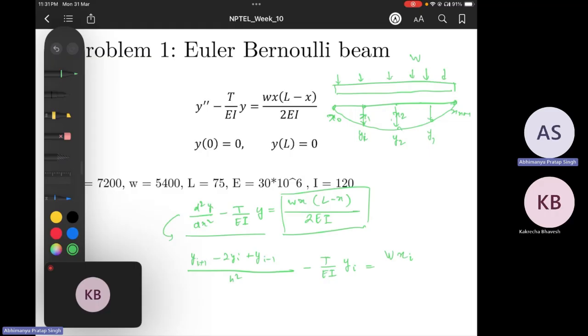We have been given that the displacement at the first node y0 is equal to 0, and displacement at the last node yL is equal to 0. This xi is basically the position of the node, the distance of the node from the 0th position, and (L minus xi) divided by 2EI.